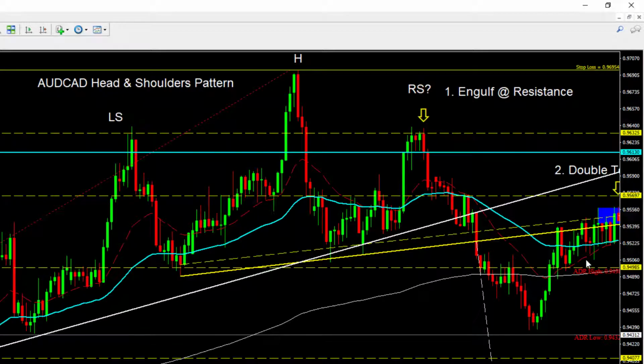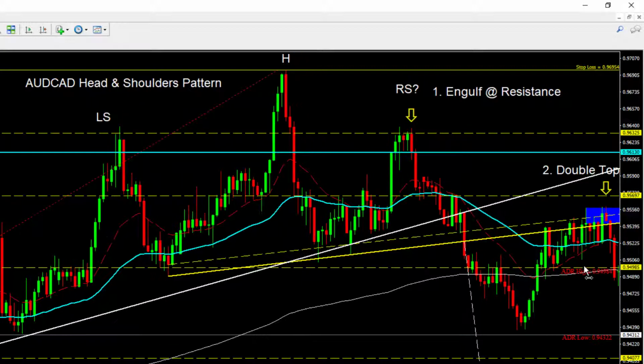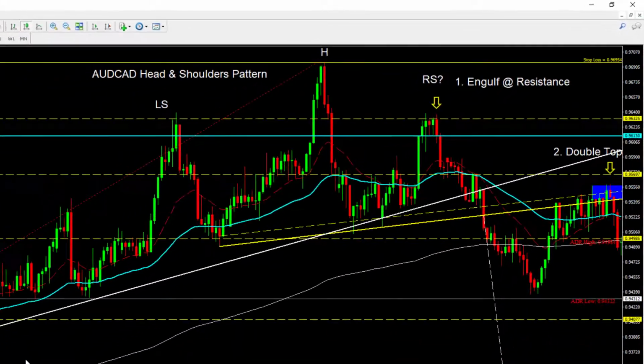However, I missed those trades as I was on vacation and wasn't watching the market as closely. I did, however, catch the double top that formed as the market moved back into a prior zone. Let's take a look at that setup.